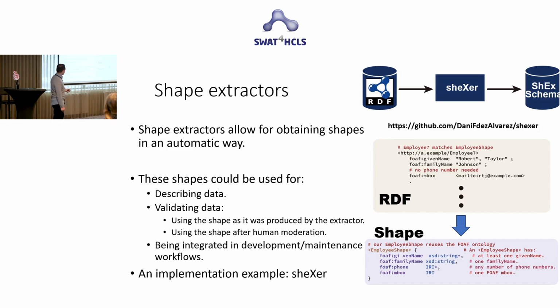That's where shape extractors come in. Shape extractors obtain shapes automatically. These shapes can be used for describing data and also validating data. One example implementation is RDF-config extractor, SHECL. SHECL was developed by the first author of this paper, Daniel. SHECL can access an RDF dataset and automatically generate a SHACL schema describing the RDF dataset given as input.